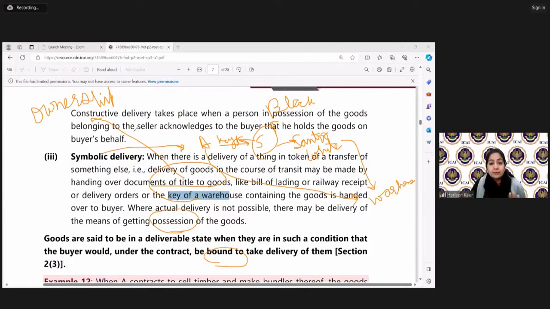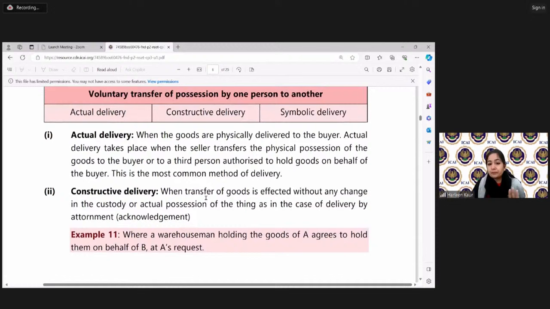Now, constructive is somewhat related to symbolic delivery, but it is different. Here, the transfer is effected without any change in the custody or actual possession of the things. The goods are the same as before. We have not given you custody, we have not given you the keys, we have not given the bill either. So what did we do? We did not change the custody and actual possession, but the goods got transferred to you. How? By acknowledgement, by attornment.